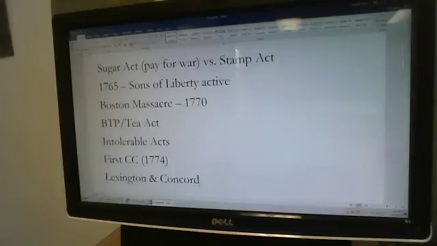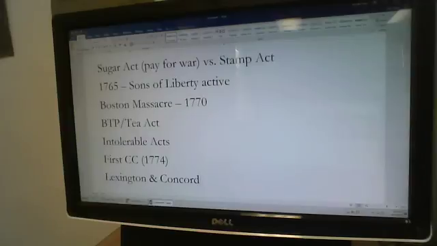Why was it just Massachusetts? Because of the Boston Tea Party. And that's really where they're most active. And that's why at the First Continental Congress, not all the colonies attended; Georgia sits it out, not interested in going there.